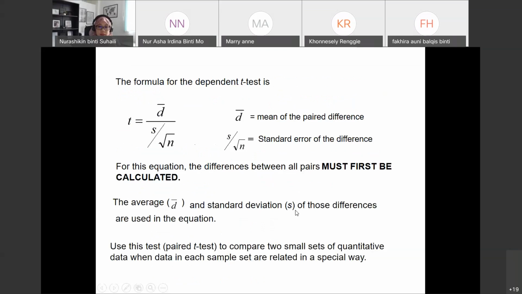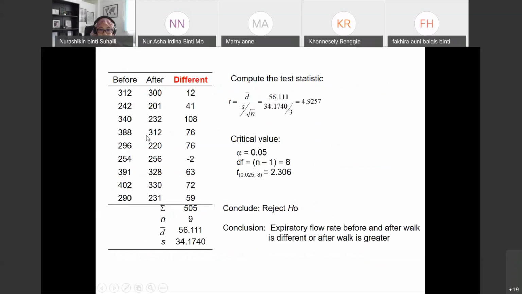Okay. So the formula that you have to use for this is: T equals D bar, where D bar is the mean of the paired differences. I'll show later how to find the D bar. And then divided by S divided by the square root of N. So S is the standard deviation. For this standard deviation, you have to use the formula.